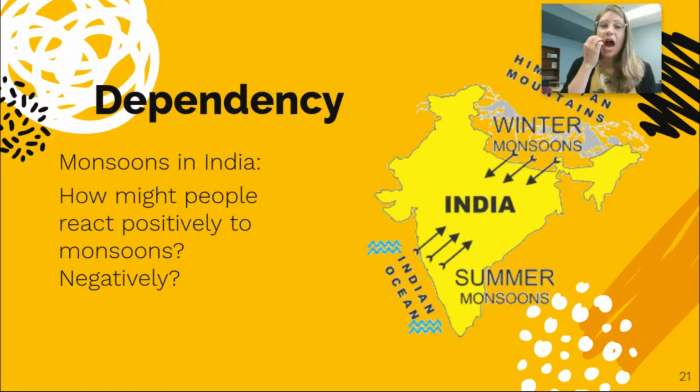Dependency, an example of this can be the monsoons in India. So how might people react positively to the monsoons, or how might they react negatively? Brainstorm, think about it, and then move forward.